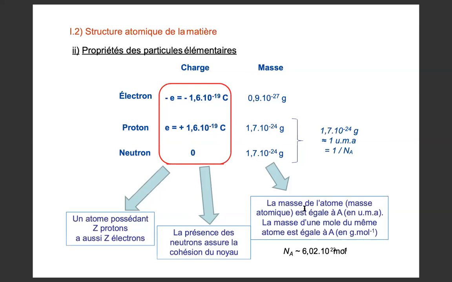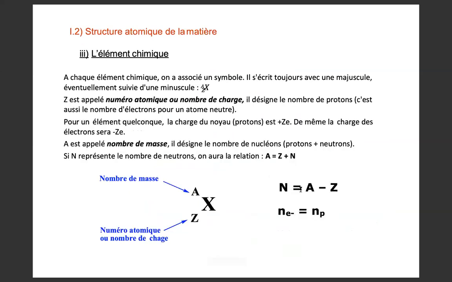Then furthermore, we are saying the mass of an atom is equal to A, which is in atomic mass units, and the mass of a mole is the same as that of A in grams per mole. I explained this when we looked at the carbon atom and its relative isotopic masses and how they are derived. Any questions so far? Okay, we forge ahead.